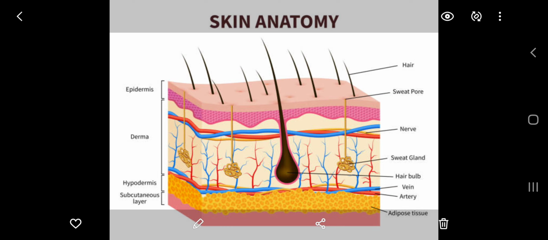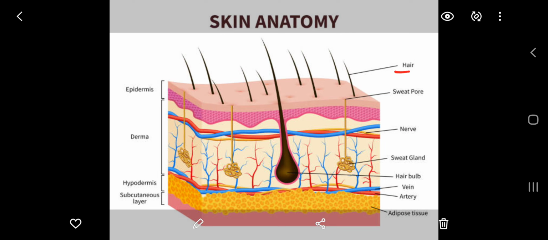So let's start. In that video, I explained some physiology, histology, and some anatomy of the skin. But in this video, I will tell you some more detailing of the anatomy of the skin. So let's start. As you can see, the skin is highly complex. It is made up of hair, sweat pore, nerve, sweat gland, hair bulb, vein, artery, adipose tissue, epidermis, dermis, hypodermis, and subcutaneous tissue. Right? So we will go through each of these one by one.